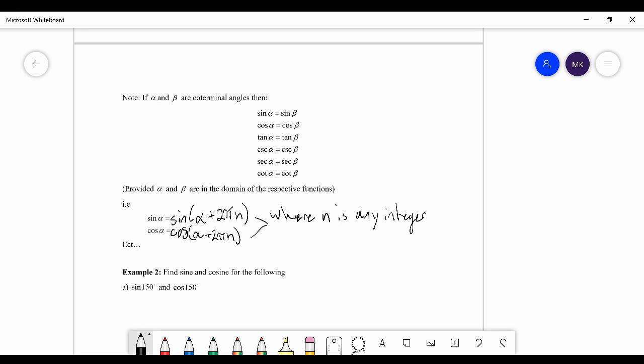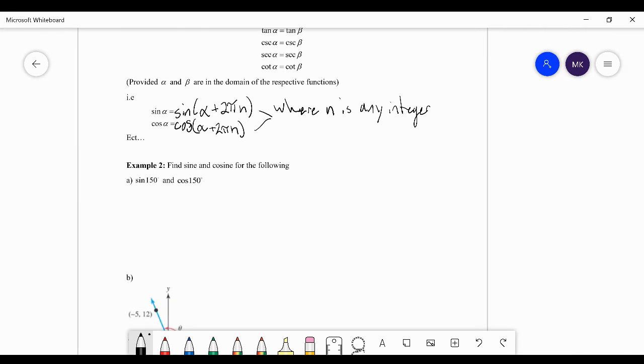Because if alpha is, then any coterminal angle is as well. So find sine and cosine for 150 degrees. How do we do that? What do we do? Do we just hope and pray? Well, let's draw out 150 degrees and see what we get.